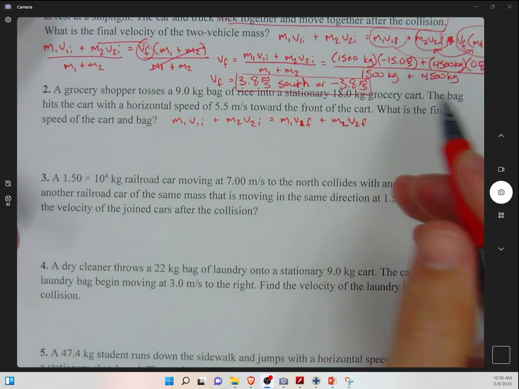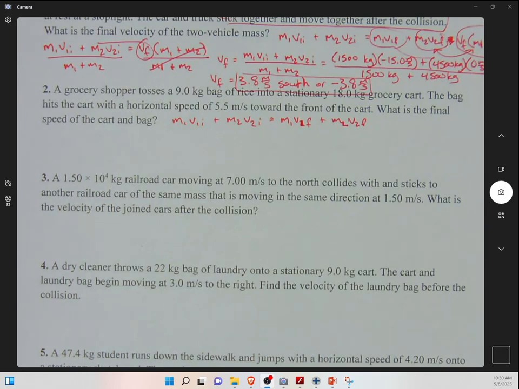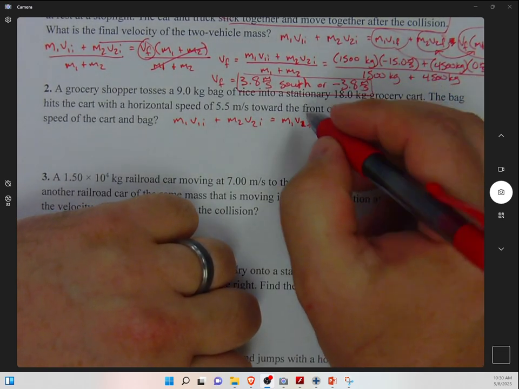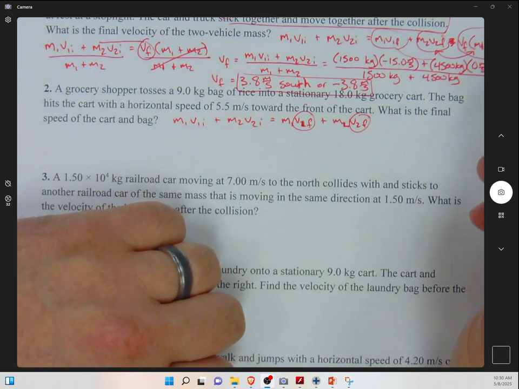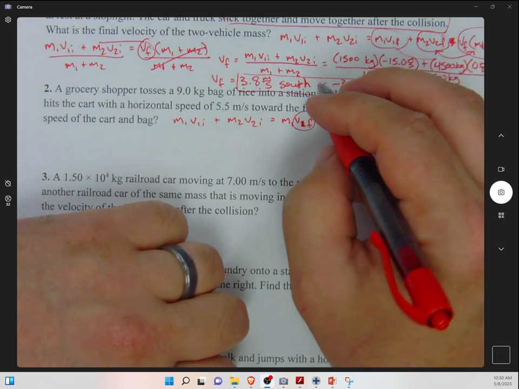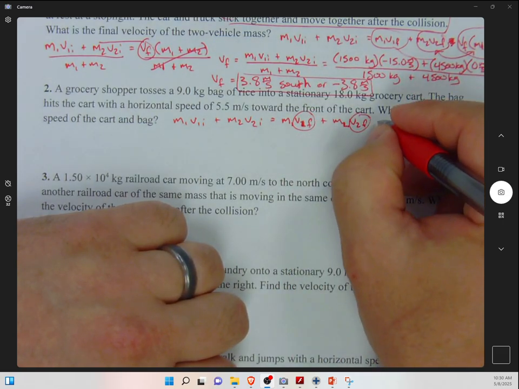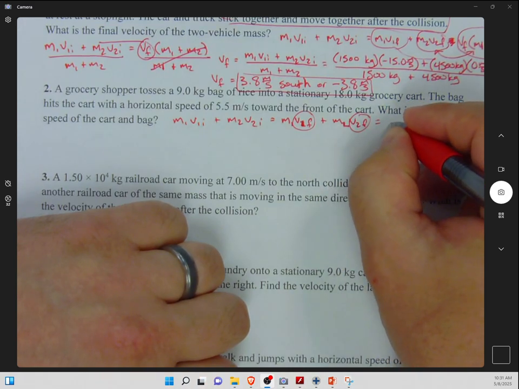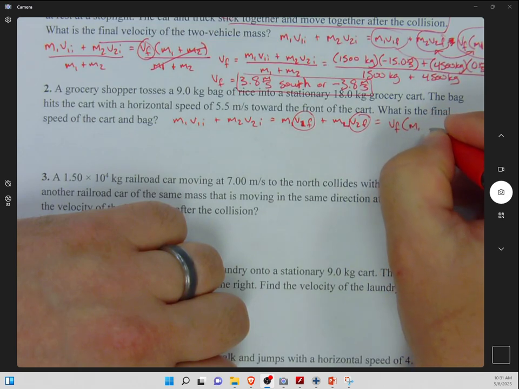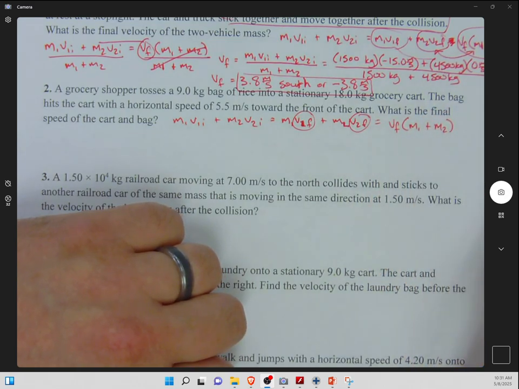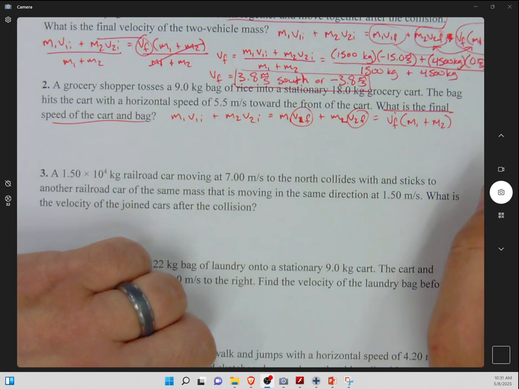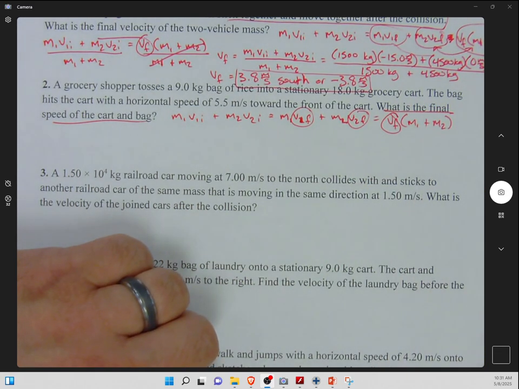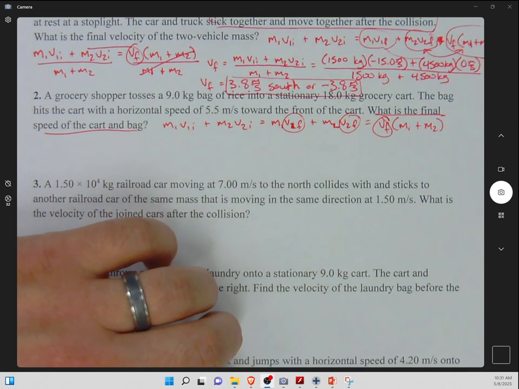But because that bag of rice is going to come to rest in the cart, and those two objects are going to move as one object, that allows me to assume that this final velocity here and this final velocity here are going to be the same value, which then allows me to factor out that final velocity. And because the question is asking what is the final speed of the cart and the bag together, this is going to allow me to solve for that final velocity a whole lot more easily.